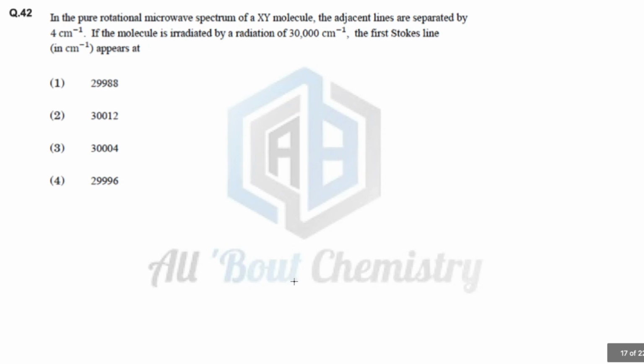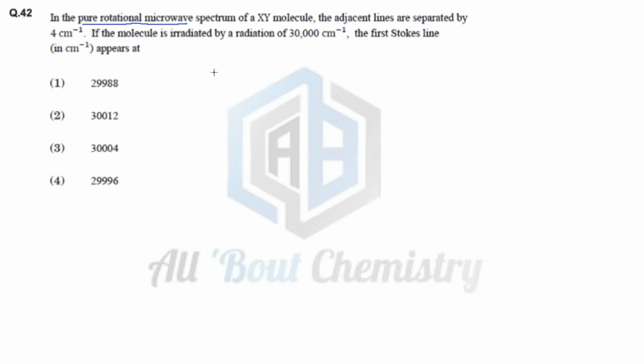The next question over here says that the pure rotational microwave spectrum of XY molecule, the adjacent lines are separated by 4 centimeter inverse. So two things which are given to you right now are the pure rotational microwave spectrum of a molecule, and the adjacent lines are separated by 4 centimeter inverse.